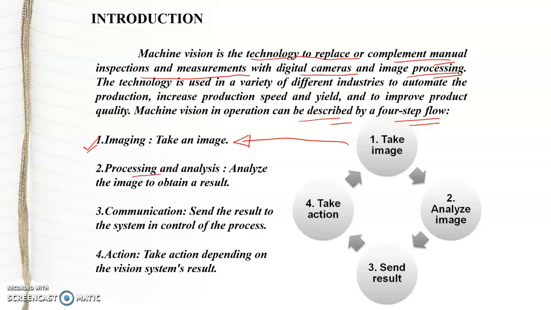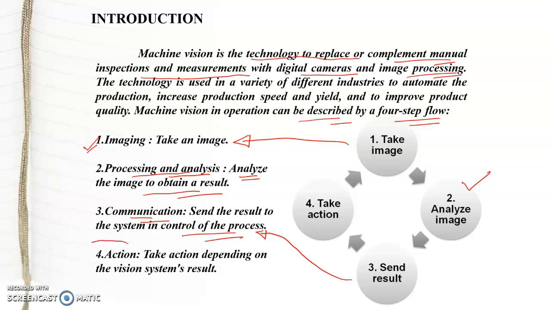The first step is imaging, in which we are taking an image of an object or the workpiece. And the second is the processing and analysis. In this stage, we analyze the image to obtain a result. We are analyzing or comparing the grabbed image with our data set using computers and software, and then we arrive at a result. And then the third step is the communication. And here we are sending that result to the systems to control the process.